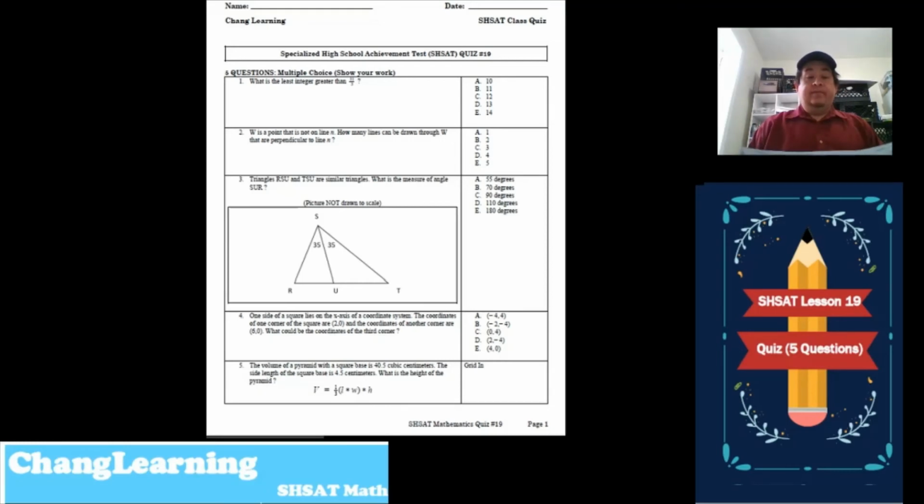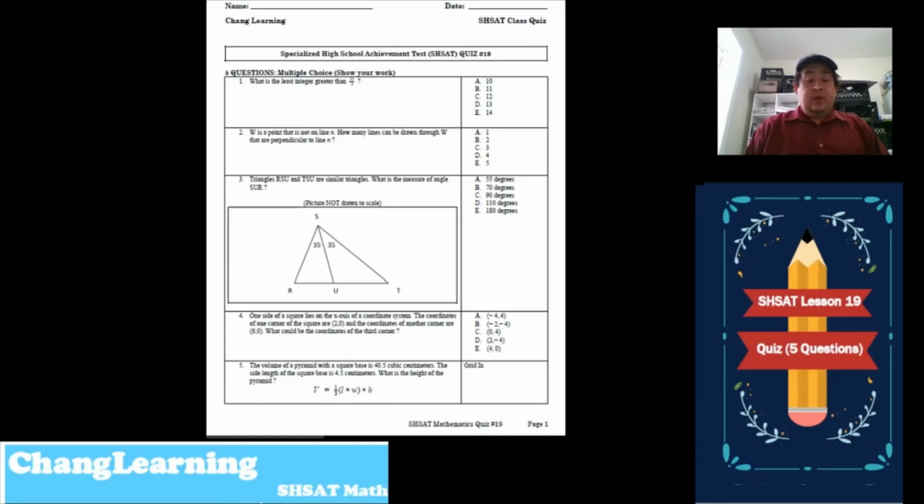Question 4. One side of a square lies on the x-axis of a coordinate system. The coordinates of one corner of the square are (2, 0), and the coordinates of another corner are (6, 0). What could be the coordinates of the third corner? Is it A, (-4, 4), B, (-2, -4), C, (0, 4), D, (2, -4), or E, (4, 0)?